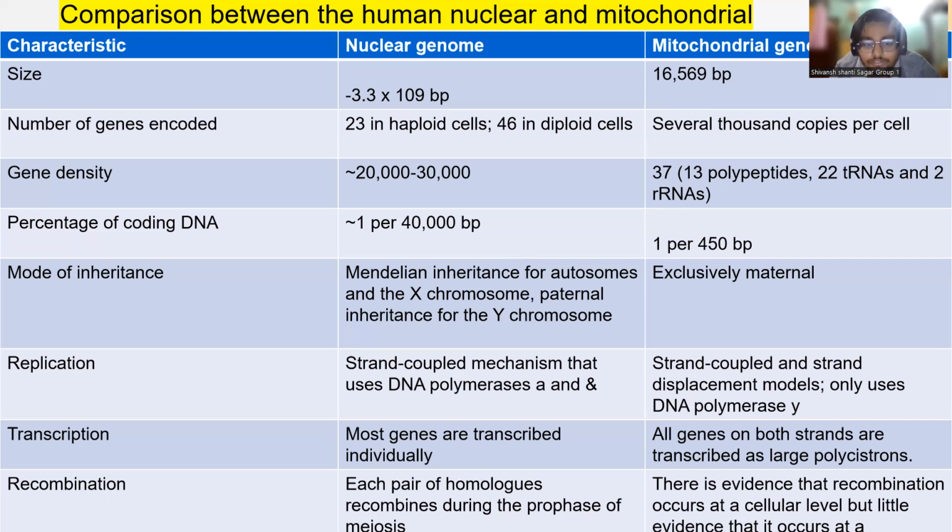Transcription: most genes are transcribed individually in the nuclear genome, whereas in mitochondria, the genes on both strands are transcribed as large polycistronic units. We have a difference in the number of genes encoded. We have 23 haploid chromosomes and 46 diploid chromosomes in cells in the nuclear genome, whereas several thousand copies are required per cell in mitochondria.